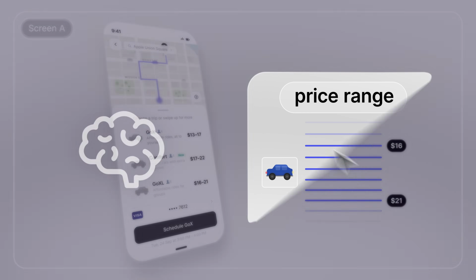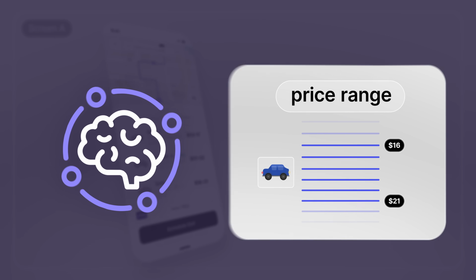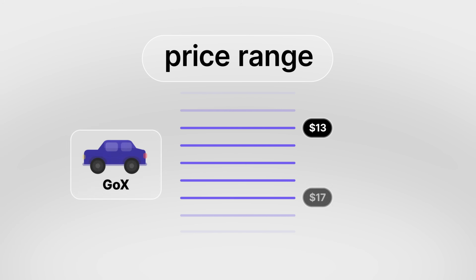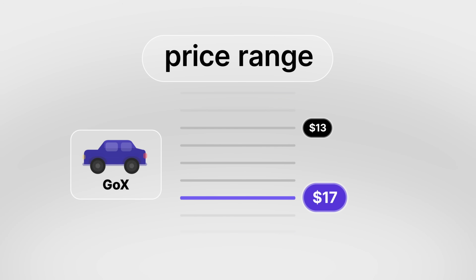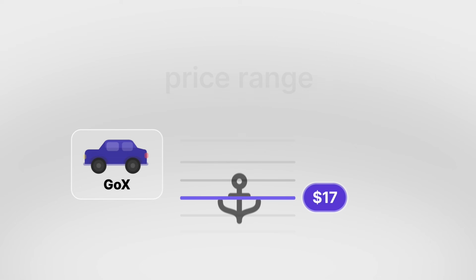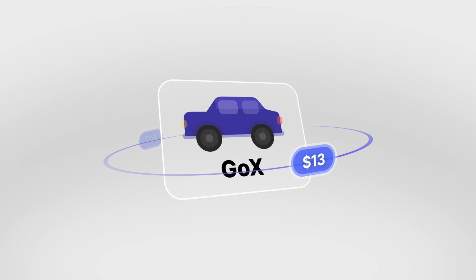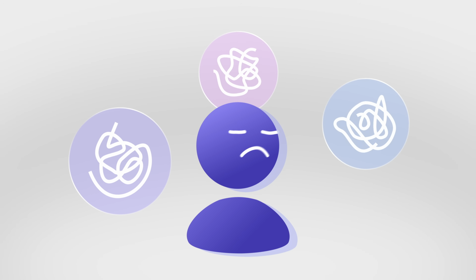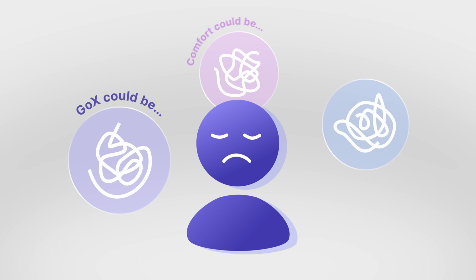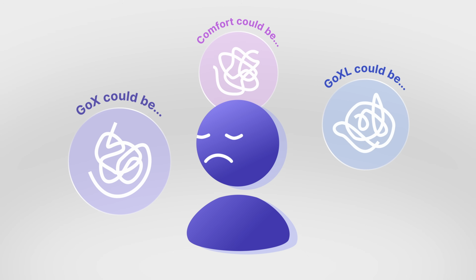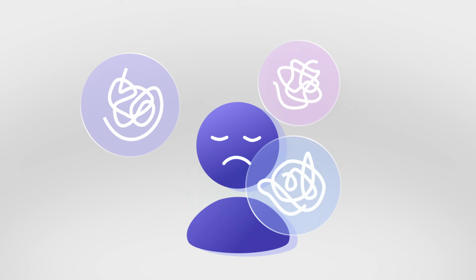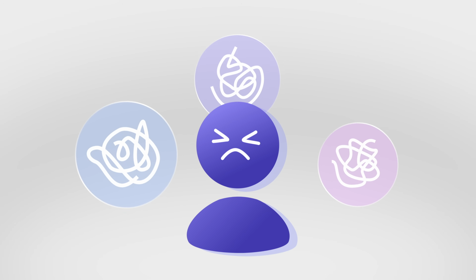Except your brain doesn't process ranges the way you think it does. When you see 13 to 17, you don't think probably 15. You grab the high number, 17. That's called anchoring. Now GoX feels like a $17 ride you might get lucky and pay $13 for. And you're doing that mental negotiation on 3 options simultaneously. GoX could be 17, Comfort could be 22, GoXL could be 21. Too many unknowns, too many what ifs, and the easiest decision becomes no decision. Close the app, just walk.